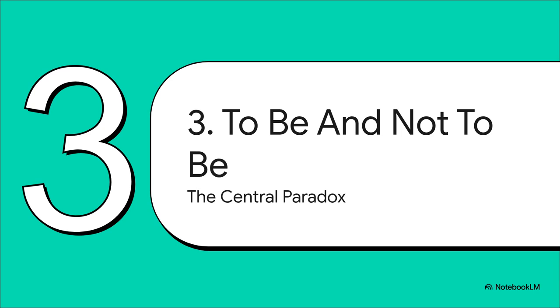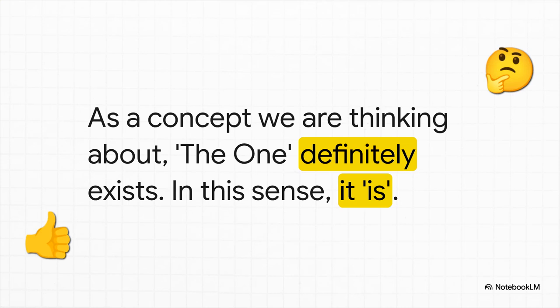Okay, so let's get into the real heart of the paradox. How can something be and not be at the same time? This is where Plato starts running his logical experiments. Let's start with the one. Does it exist? Well, in a way, yeah. As a concept, as an idea of perfect unity that you and I are thinking about right now, it exists. We're talking about it. So in that sense, it absolutely is.